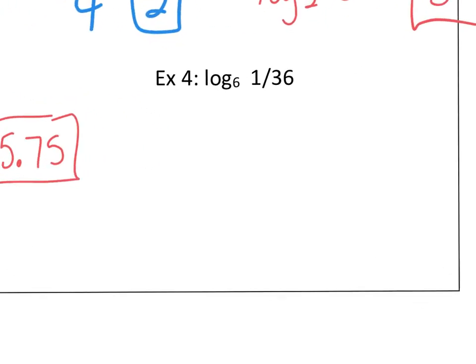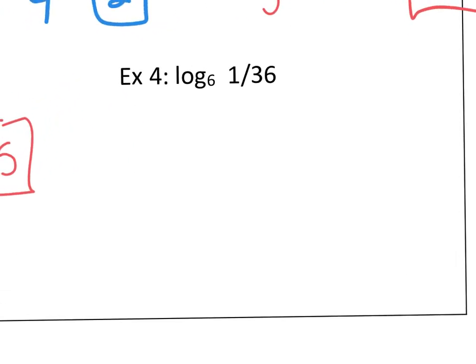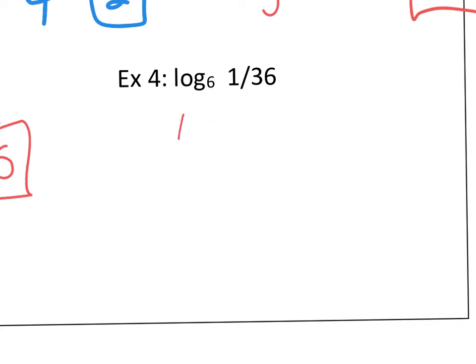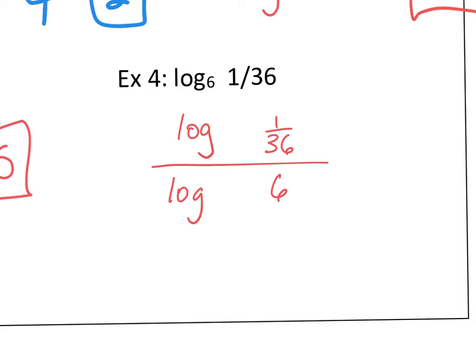Number 4 should be able to be done without a calculator. So go ahead and try. Okay, so log of A over log of B. Sorry about that. Okay. There we go. What base do we pick? What did you pick?